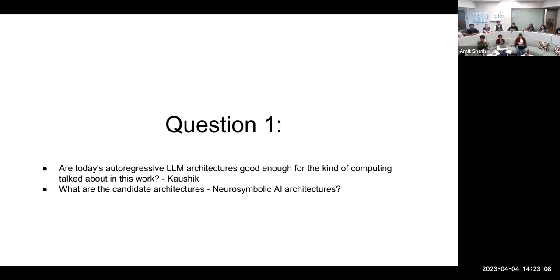So the first question is, are autoregressive LLM architectures good enough for semantic cognitive perception? Just this particular question I'll take for a second because Mika's question is relevant to this. So again, semantic cognitive perceptual computing for human experience, that entire mouthful, does the LLM architecture cover every part of it?